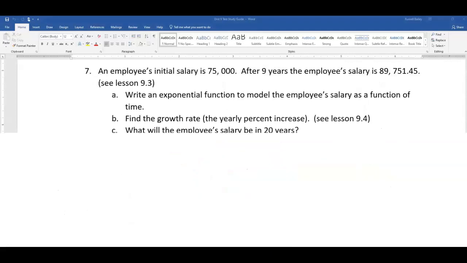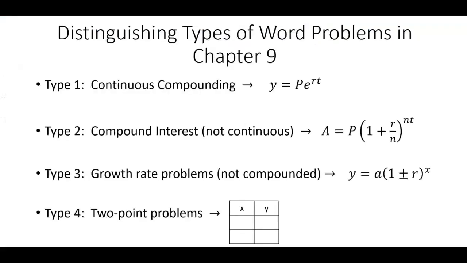All right, so the next few problems we're going to work on are word problems. Now, I believe that we have gone over 4 different types of word problems, and part of the trick is recognizing when to use each of those word problems. In our last lesson, I showed you guys this slide. Now, if you see the word continuous, we're using this formula.